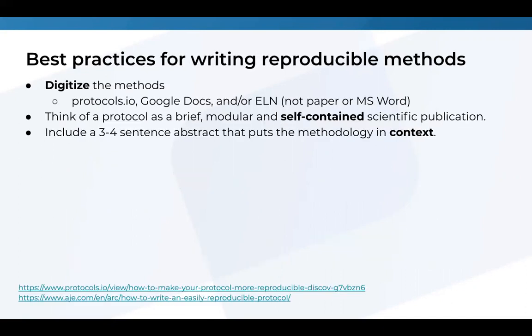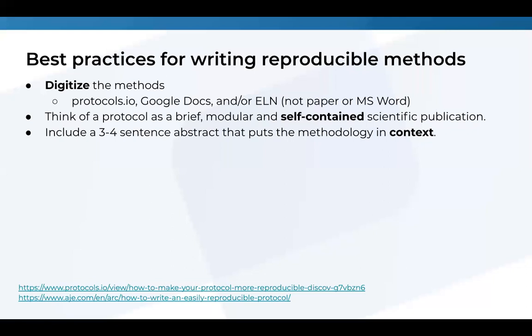The other thing is, if you're writing a protocol, I try to encourage people to think of a protocol as a brief, modular, self-contained scientific publication, because that's really what it is. One thing that's really important is to include an abstract for your methods. Just a couple of sentences, 3 or 4 sentences in the beginning, that puts your method into context. It's really helpful, because you never know who might pick up this method in a couple of years, or maybe even yourself, and if you pick it up 15 years later, you might not remember immediately what you used this for.